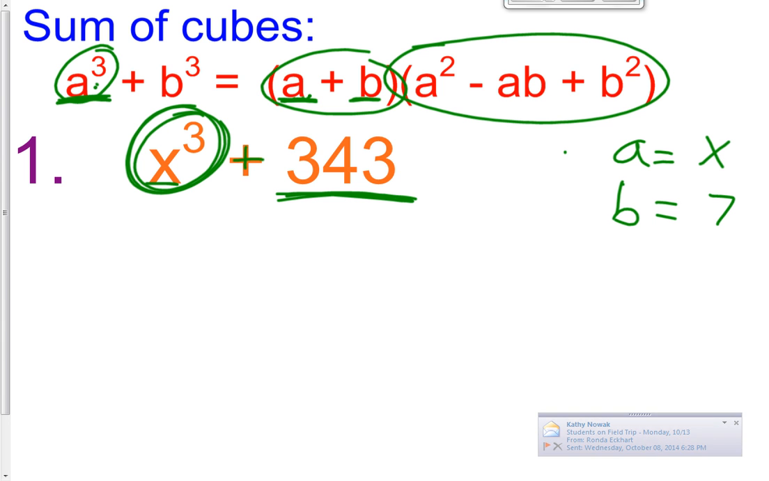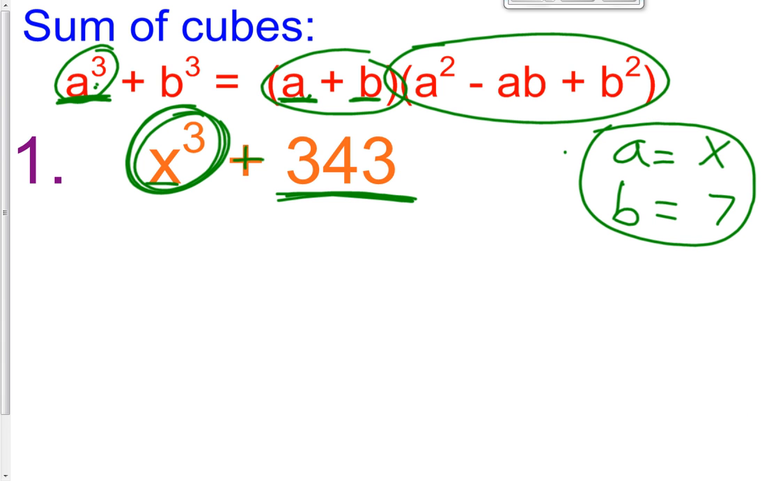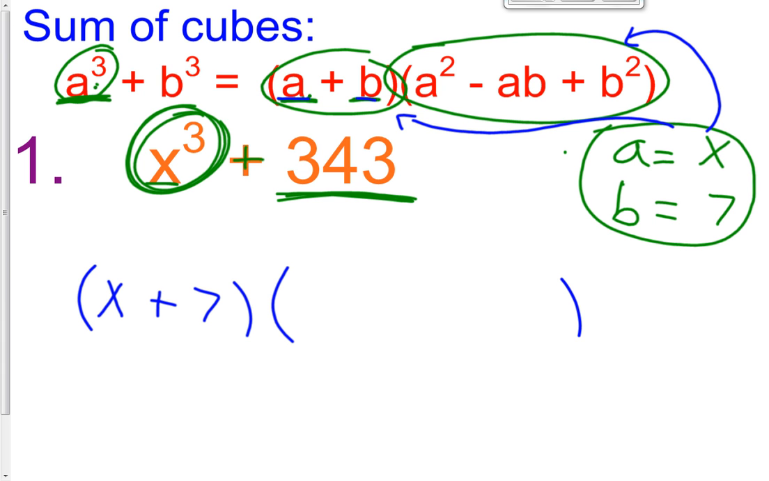So class, we have our a, we have our b. The rest of it is just putting it into the trinomial and putting it into the binomial. So I'm going to do that initially. Here's our binomial, here's our trinomial. Don't change the signs at all, just put the numbers into where you see them. So a plus b, that would be x plus 7, because a is x and b is 7.